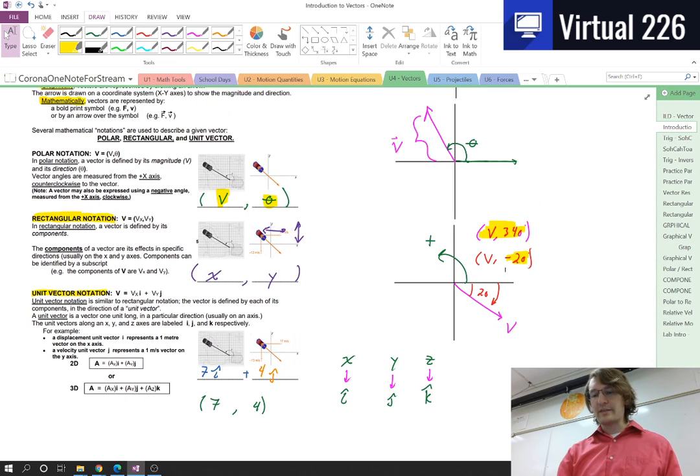So these are the three ways that we're going to be talking about vectors and thinking about them throughout this unit. We've got polar notation, rectangular notation, and unit vector notation. We'll see how they all interrelate and how we can go from one to the other as this unit progresses.